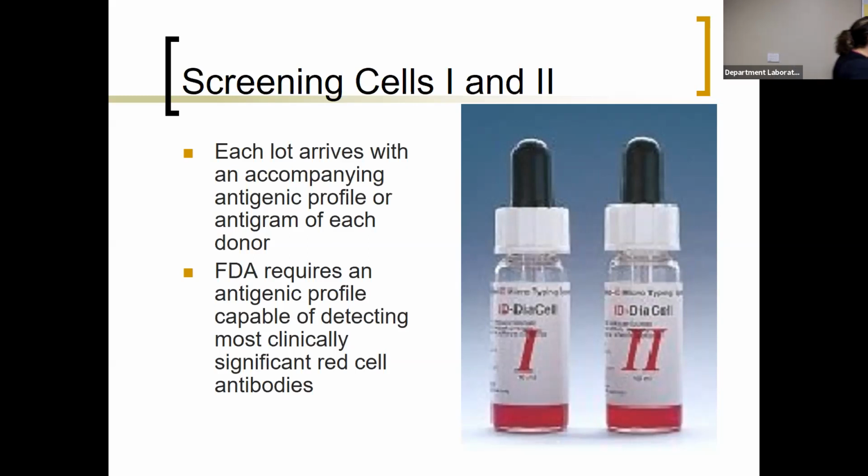So another thing you have to check, these cells, the manufacturer is going to provide what we call an antigenic profile. And FDA mandates that the manufacturers of these cells include the antigenic profile of all of the clinically significant, most common antibodies. Okay, so that's D, big C, little c, big E, little e, K, k, Fya, Fyb, Jka, Jkb, M, N, S, big S and little s. All right, so all of those must be included. That's your antigenic profile.